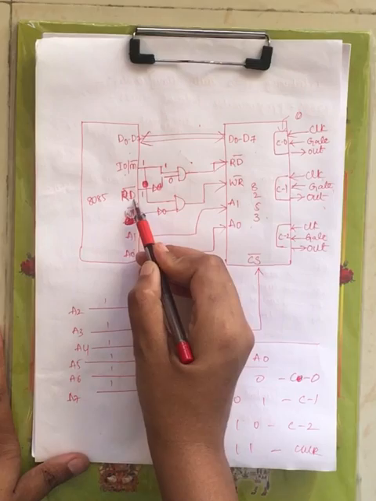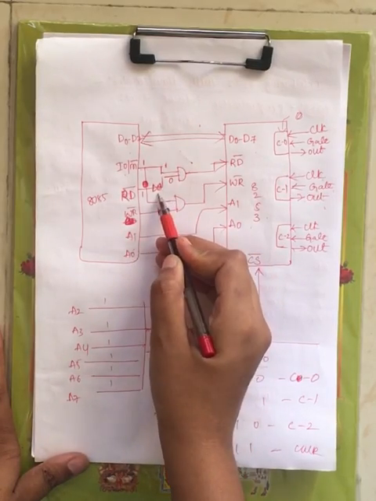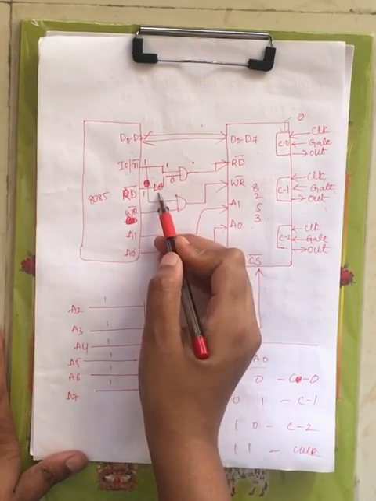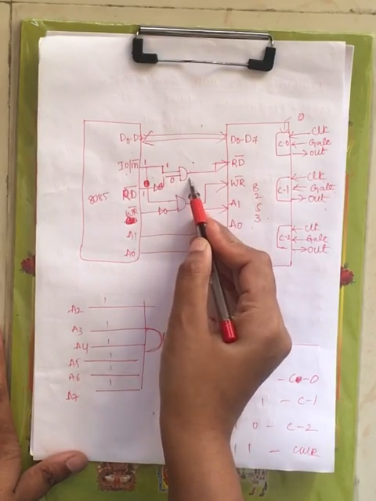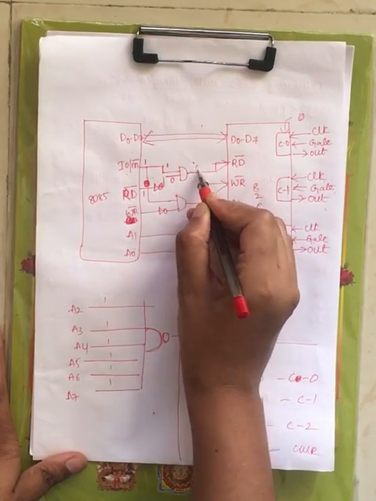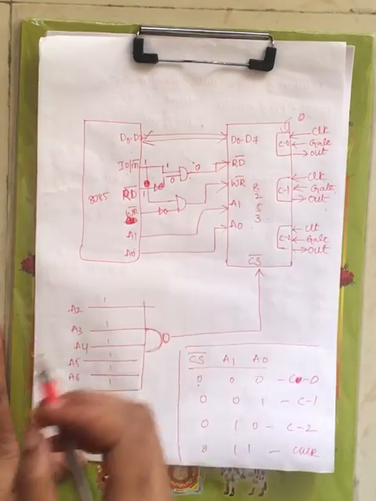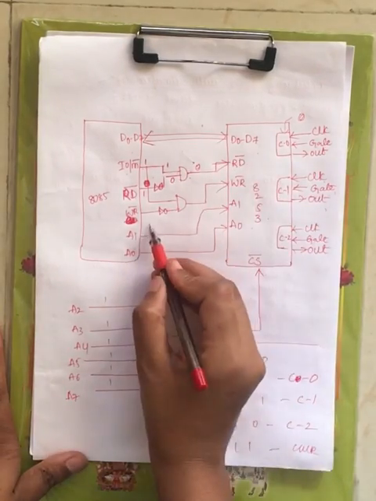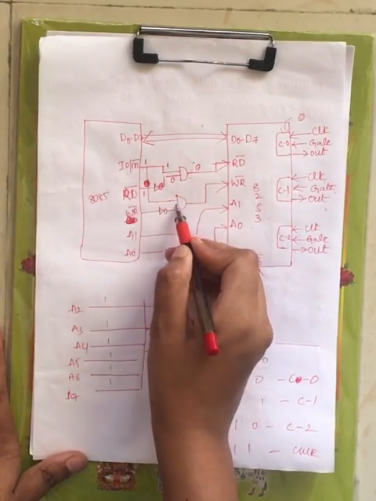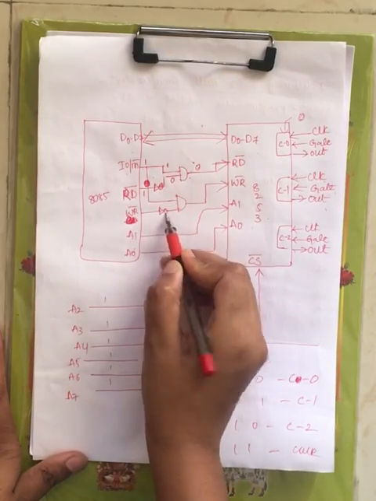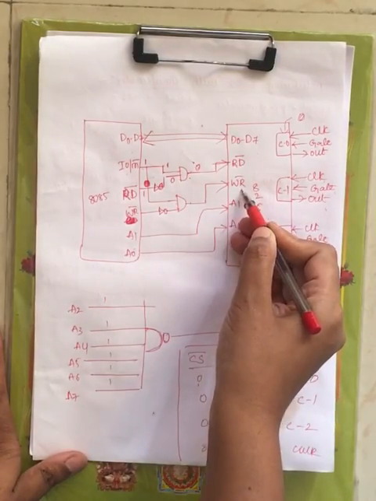Now the read signal. In order to read the data, it should be logic 0. Initially it is 1, inverted it is 0. Now 1 with 0, if I do an AND operation, you get 0. Now it can read the data since it is an active low signal. The same thing for write: IO is active high and the write signal is inverted and gated and connected to the write pin.